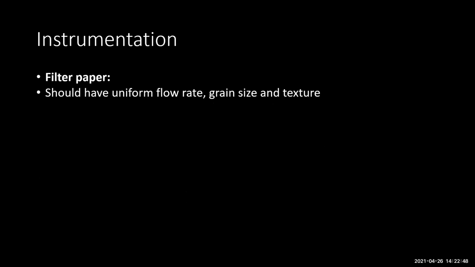Okay, so let us understand the instrumentation. There is filter paper. The basic requirement for any filter paper we have seen is that we can use Whatman 1 or 3. It should have uniform flow rate, grain size and texture. The aim of the filter paper or the base here is to provide support for the stationary phase so that there is smooth movement of molecules. That smooth movement is ensured by having uniform flow rate, the sizes of the grains we see in the filter paper, and the type of texture. It should not be too smooth, and it should not be too rough as well.